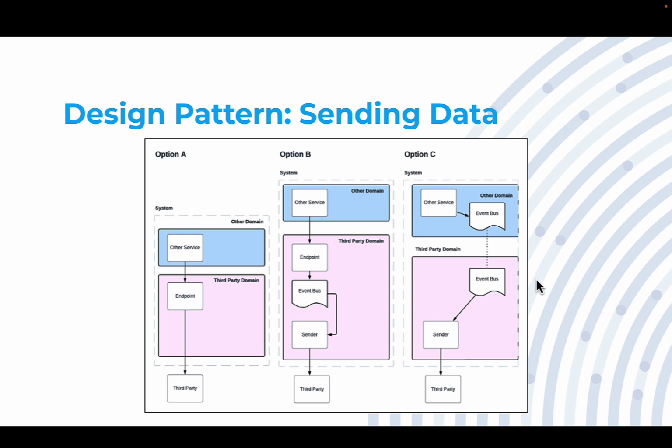The final option is similar to the previous option, where it takes the complexity and puts the dispatching of the event on the domain itself. So instead of calling a RESTful endpoint in this case to trigger the sending of the third party domain, we're putting an event on an event bus and then relying on the third party domain itself to pick up that event and handle the dispatching of it itself within the domain. And so this takes the complexity of the endpoint and really puts it inside of the third-party domain so that the calling domain doesn't have to worry about it.